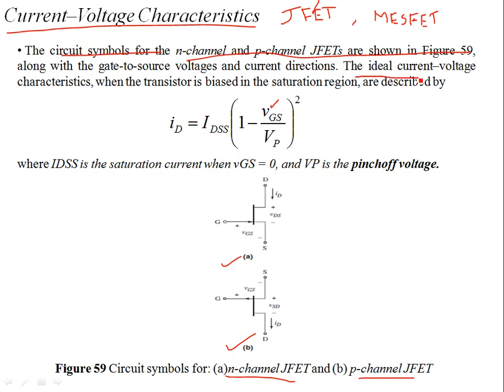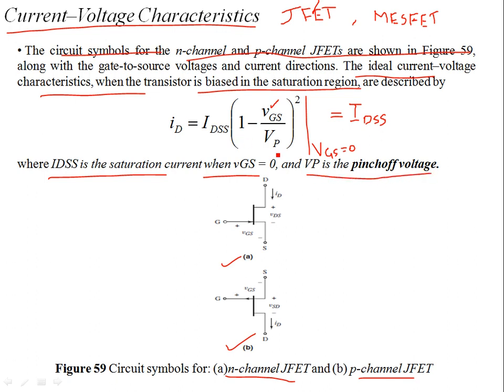The ideal current voltage characteristics when the JFET device is biased in the saturation region is described by the given equation. You can see that this equation at VGS equals 0 is nothing but IDSS. If there's no field applied at the gate terminal, the source is at the body potential, which is ground. This current is IDSS, a small current that flows between the source and the drain without VGS. So IDSS is the saturation current when VGS is 0, and VP is the pinch off voltage. If VGS is set to VP, then your current is 0, which means the channel has been blocked.